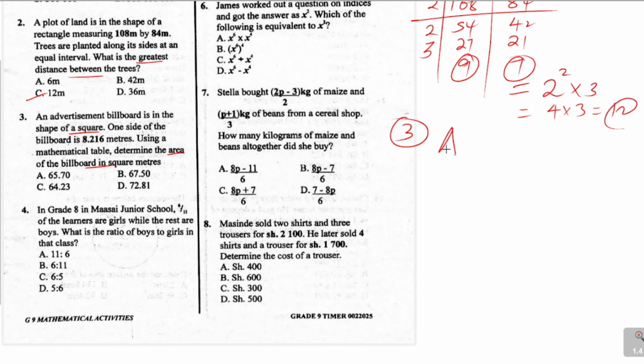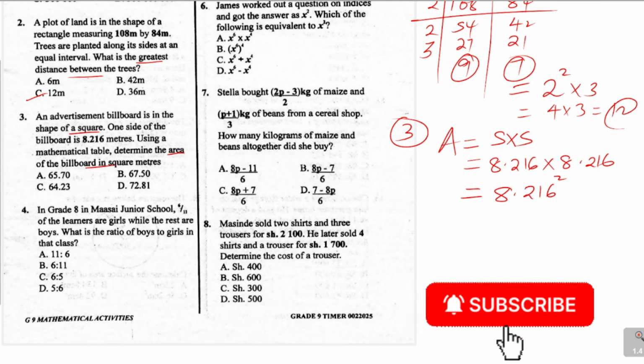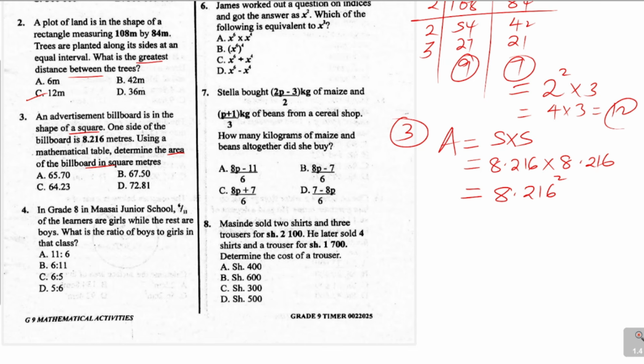And how do you get the area of a square? Side times side. So one side is 8.216, then multiply by 8.216 because the sides are the same, which is the same as 8.216 squared. It is like getting the square of 8.216. So using the tables of squares, you get the square of 8.216.